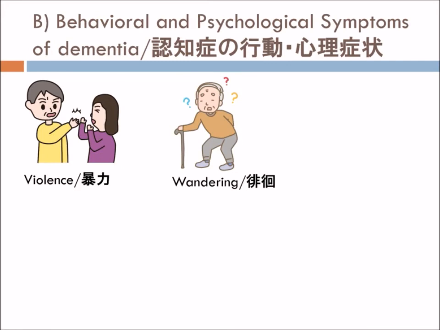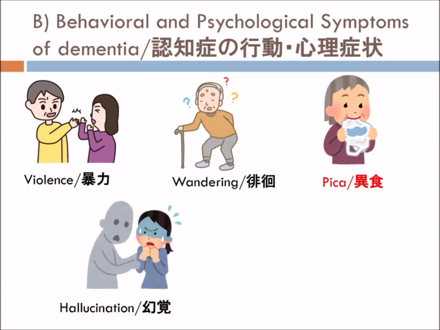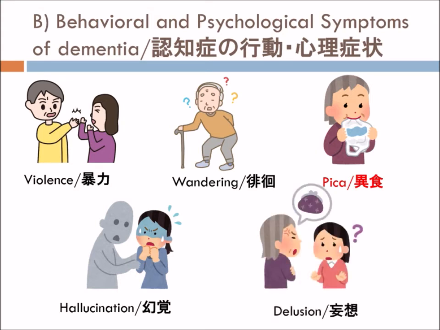Wandering. Wandering is a behavior of roaming around for some purpose or because of some reason that makes the person unable to stay still. Pica. Pica is a compulsive eating disorder in which people eat non-food items. One of the psychological symptoms is hallucination. Hallucination refers to a state in which a person feels something that doesn't actually exist. Delusion. Delusion refers to a state in which a person believes something that is not real.